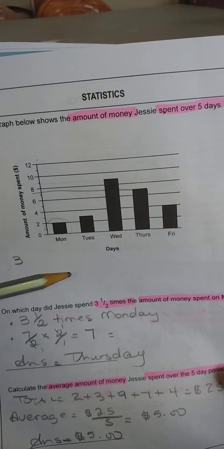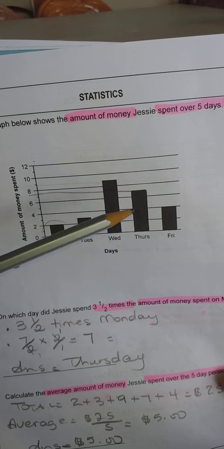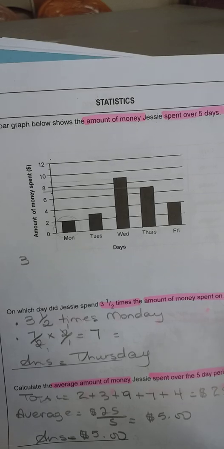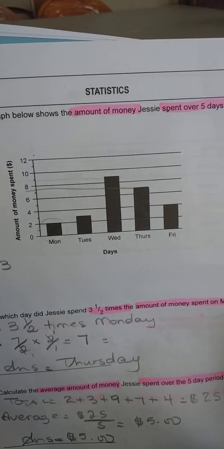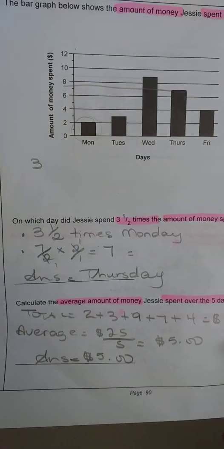So you're going to write what day is 7, and when we go and we look, we find that Thursday is representative of 7. So on which day did Jesse spend 3.5 times the amount of money spent on Monday? Thursday, which is 7. Okay, so the answer is Thursday.